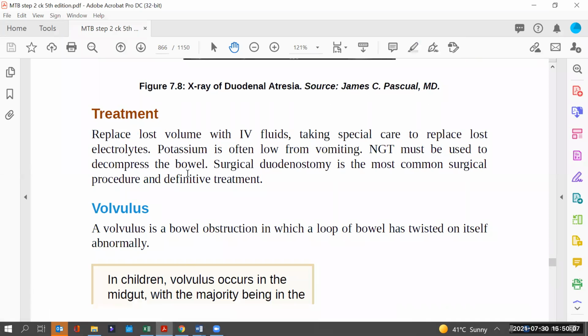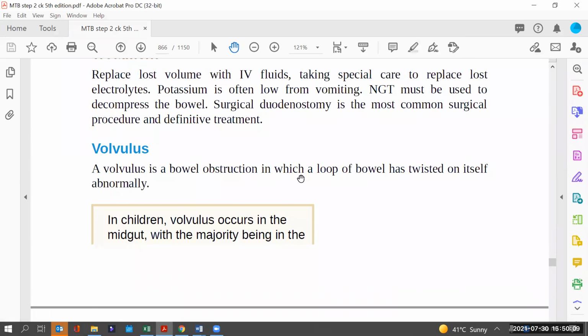Okay, what do we mean by volvulus? A volvulus is a bowel obstruction in which a loop of bowel has twisted on itself abnormally. It's not like intussusception. What is happening in intussusception? In intussusception, there is telescoping of bowel segments upon one another. But here, only one loop of bowel is twisted around itself. It's not that two loops are getting twisted to each other. No, it's one loop which becomes twisted on itself. The same bowel is going to twist around. That is known as volvulus.